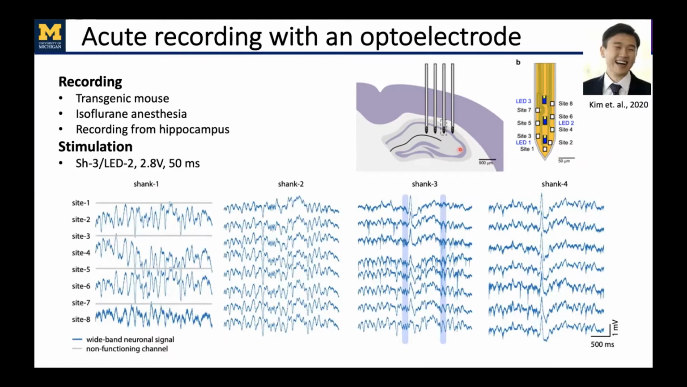So again, we recorded from the CA1 region of the hippocampus, but now we stimulated on Shank3 LED2. And then you can see here the light-induced activity due to a 50 millisecond square pulse. And note the lack of stimulation artifact on all shanks. So this so-called new generation of micro LED probes is almost completely artifact-free.